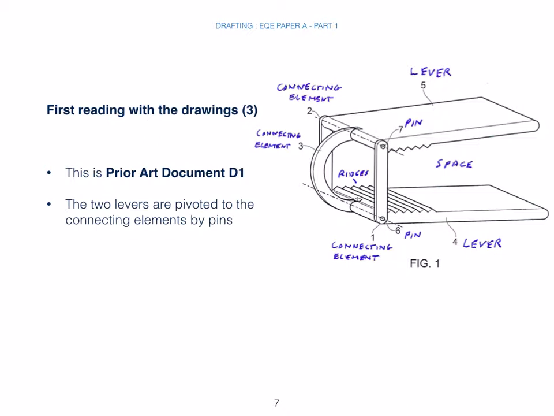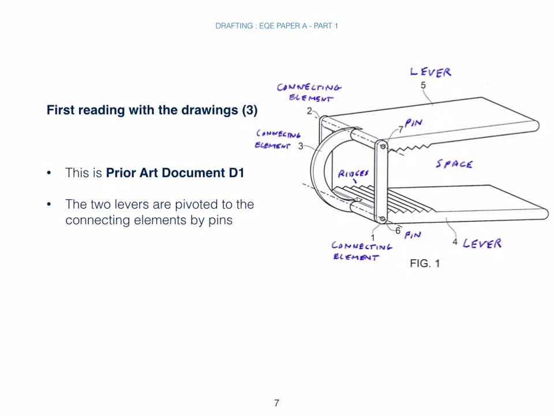If you have that open, you can see from figure 2 that when the upper lever 5 is pivoted open to a completely open position, the walnut can be inserted in the space between the connecting elements. Then the lever 5 is pivoted down in figure 3, and in figure 4 we can see that it's pivoted down even further to crack the walnut. We'll read the document in detail later.